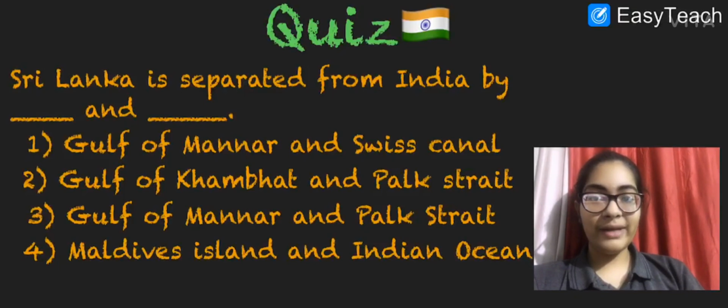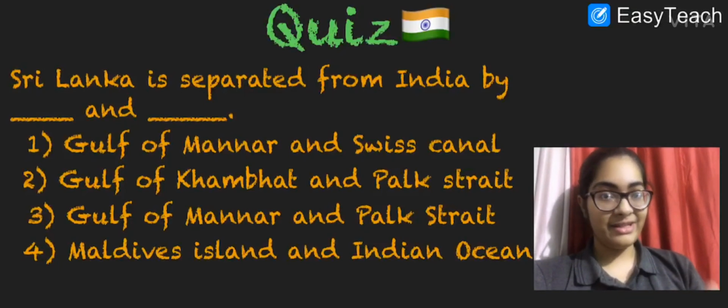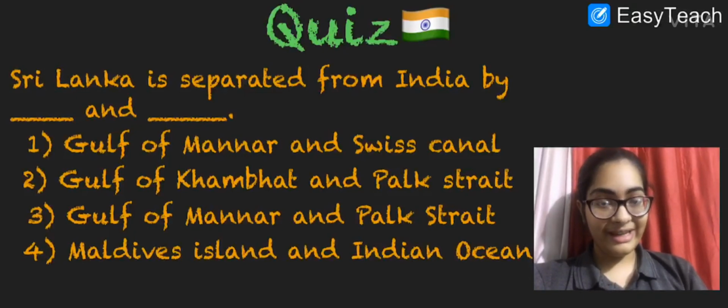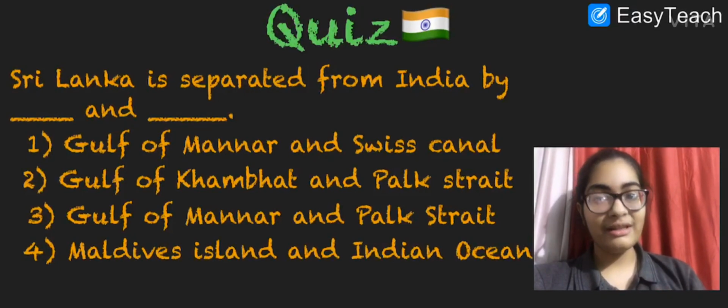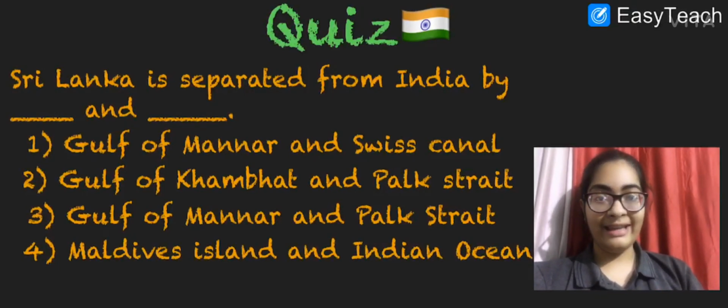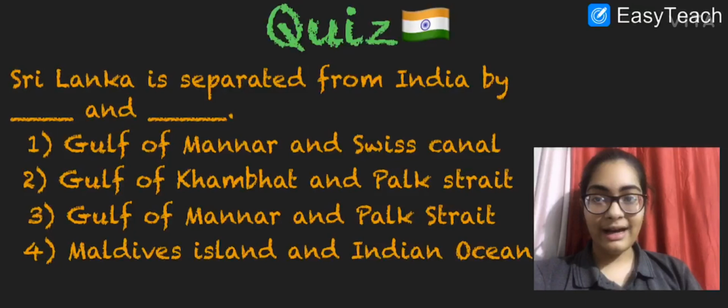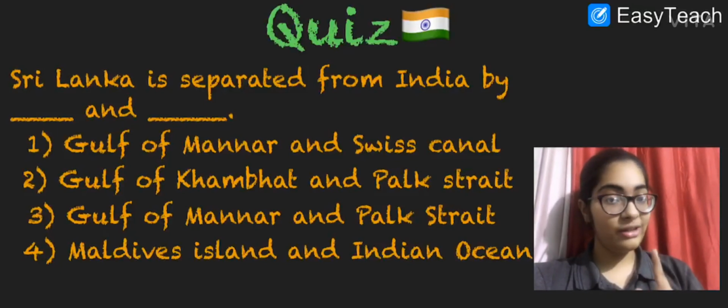Okay, Gulf of Mannar and the Suez Canal. That is the first option. Gulf of Khambhat and the Palk Strait. That is the second option. Gulf of Mannar and the Palk Strait. That is the third option. Maldives Island and Indian Ocean as your last option. You have 5 seconds to answer that, children. Be quick. Answer that correctly. Read the options once more.